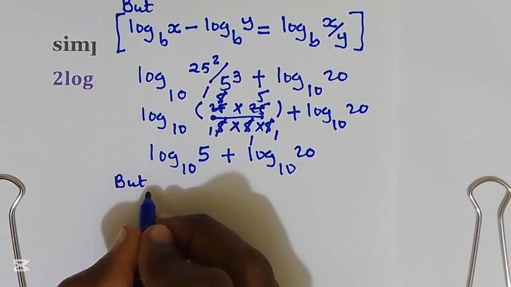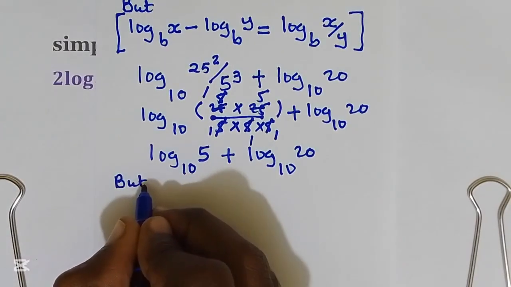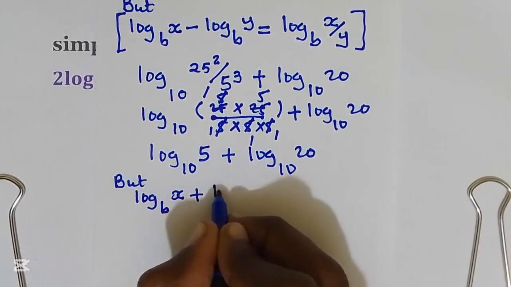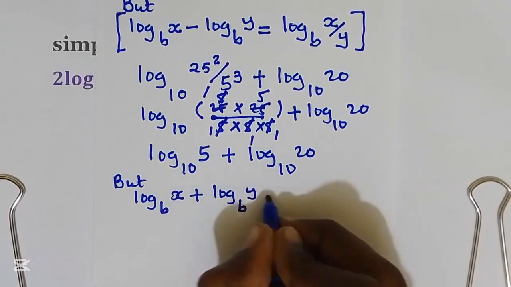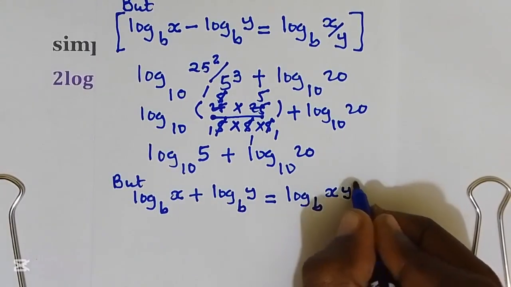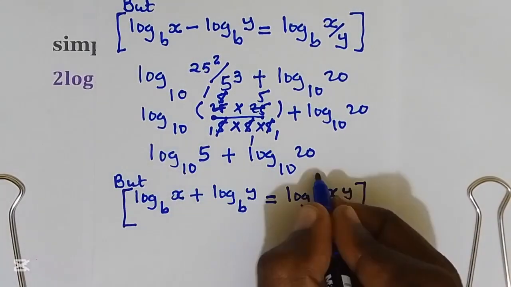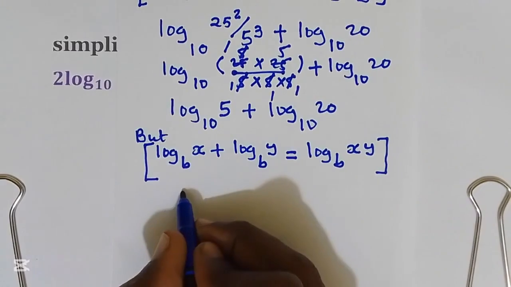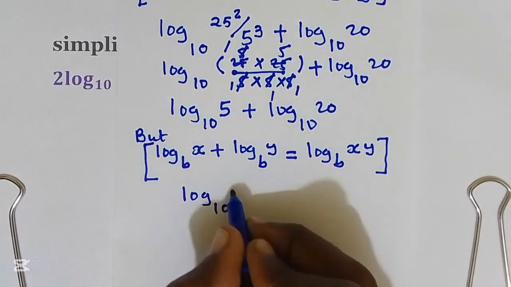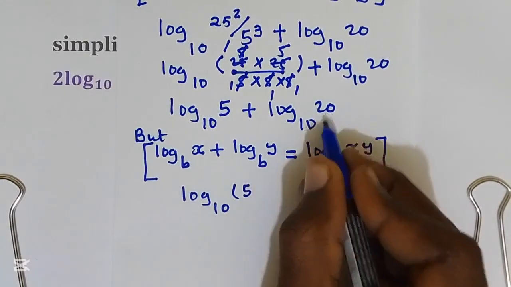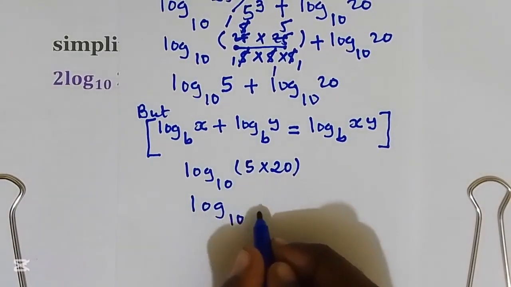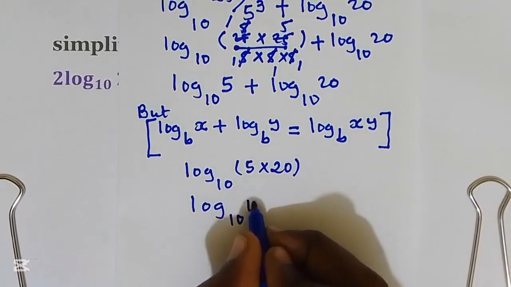But from the product rule, if we are given log base b of x plus log base b of y, this is equal to log base b of x multiplied by y. So I'm going to use it here. This will be equal to log base 10 of 5 multiplied by 20. That is log base 10 of 5 multiplied by 20, we get 100.